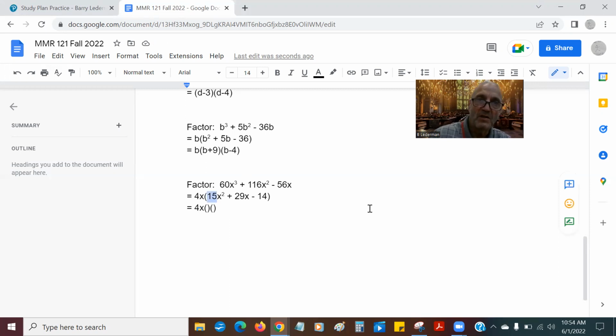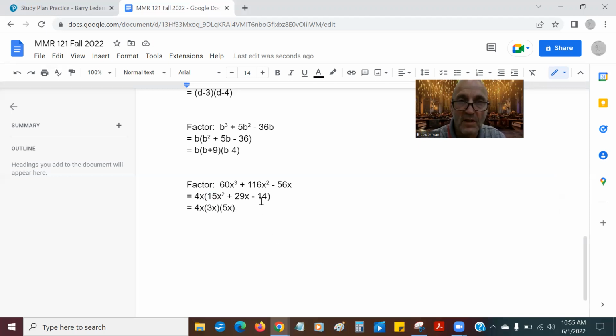So that inspires us to put a 3x and a 5x. I'm going to put 3x, and 5x, and the reason is that 3 times 5 gives you the 15, because 3x times 5x gives you 15x squared. Now I've got to figure out what to add here.